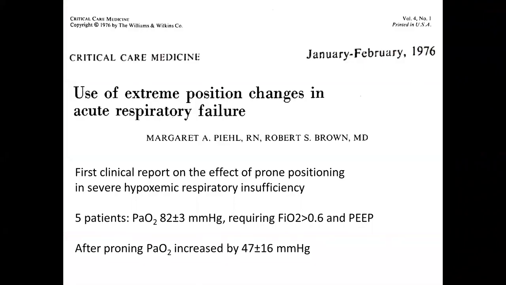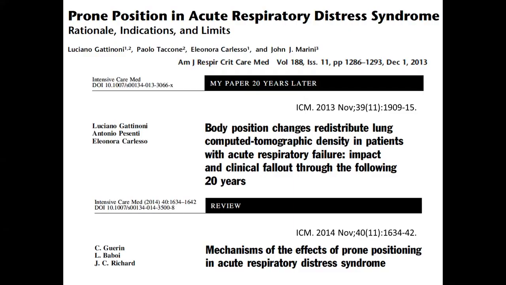So the first report, if you like, history of medicine of prone position for patients with acute respiratory failure is 1976. Use of extreme position changes in acute respiratory failure. The report is of 5 patients with a low PO2, 82 on average, requiring FiO2 greater than 60% and some PEEP. After proning, the PO2 increased by almost 50 millimeters of mercury. So quite interesting.